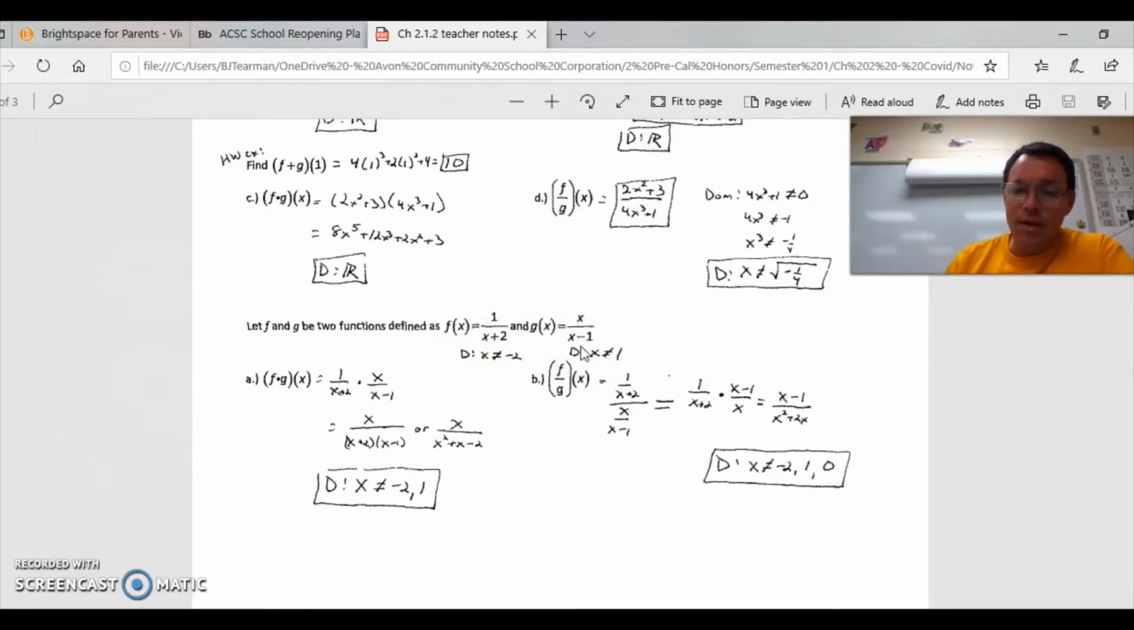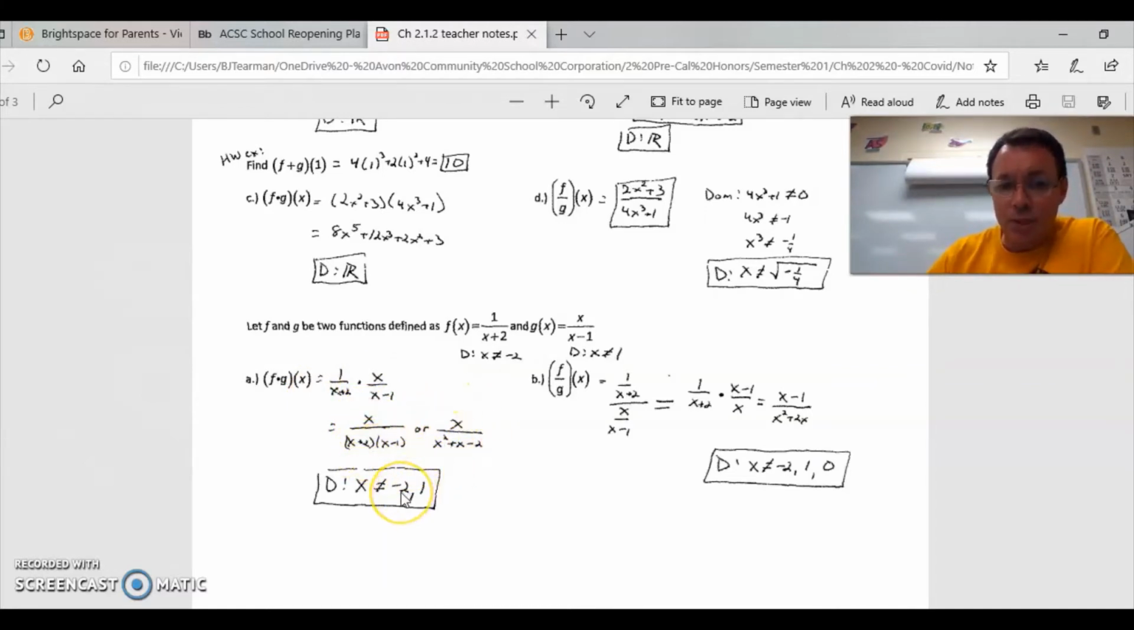And so right away, I came down here to do example A, and before I even did it, I wrote the domain. I told everyone, I will bet you the domain of this function is going to be x cannot equal -2 and 1, because that's the combined domain of the two original functions that we had. Okay, so then I multiplied the two. When you multiply fractions, you just go straight across. So I multiplied the two fractions, and I got this answer right here.